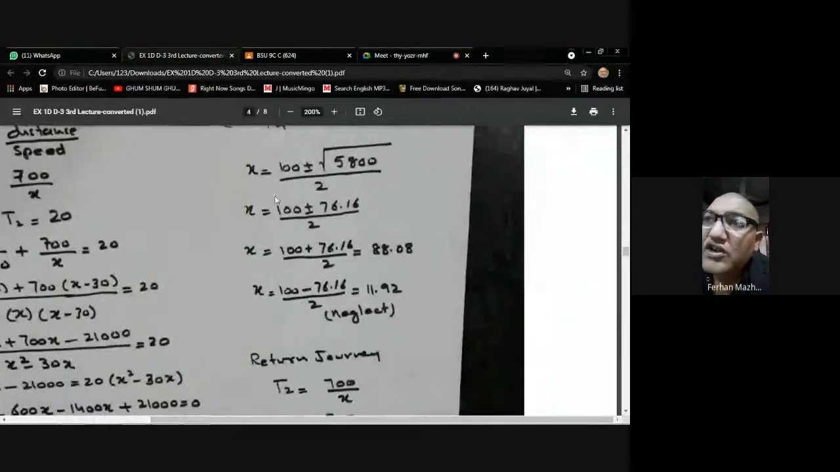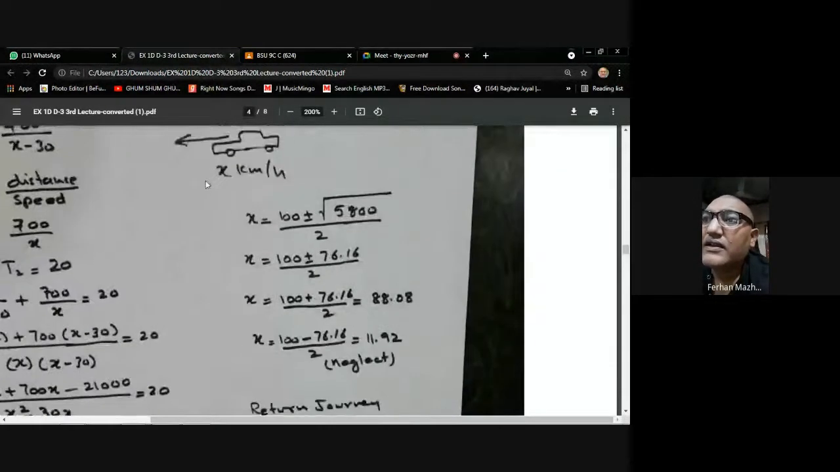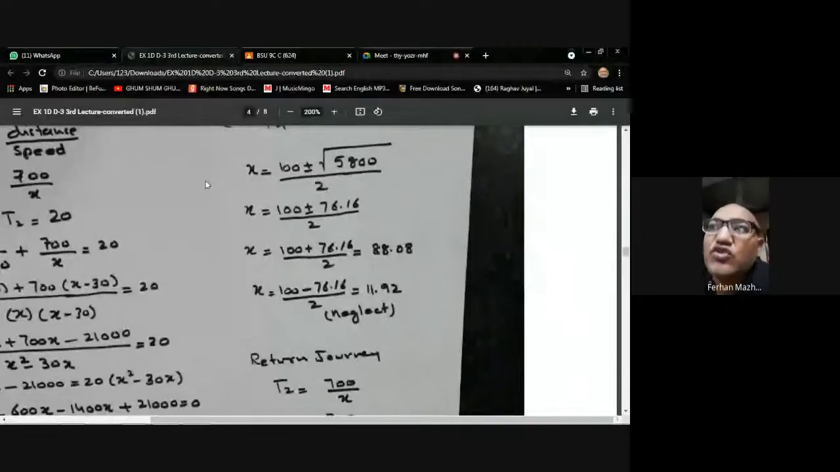So here you will have 100 plus minus under root, so it will be 5800. When you take its square root by using a calculator, that will be 76.16. So now you have two situations. One situation will be x equals 100 plus 76.16, divided by 2, and that will give you 88.08. And the next situation is x equals 100 minus 76.16, divided by 2, and that gives you 11.92.